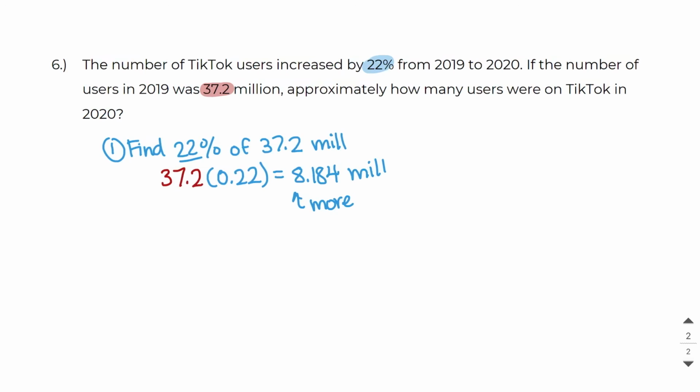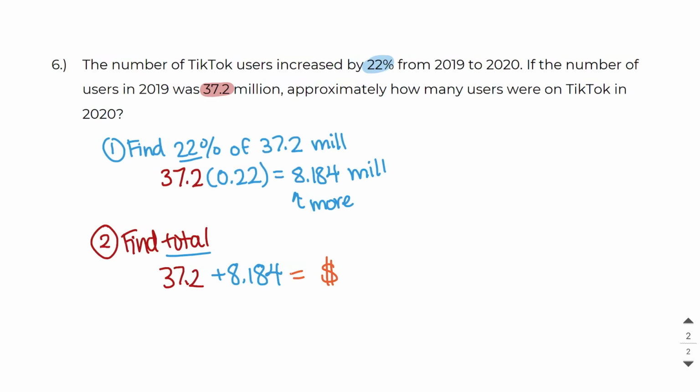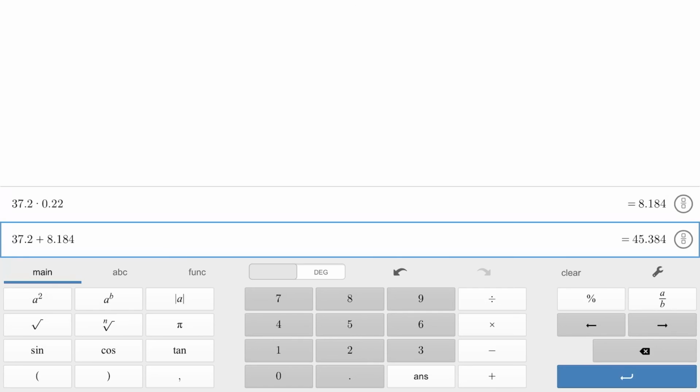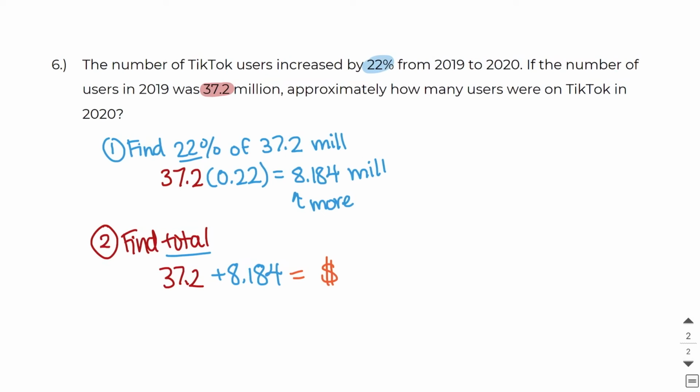But 2019's users are still there, so we need to add that 37.2 and that 8.184 together to find our total. And when we add those two numbers together, we end up getting 45.384 million. And sorry, I did not mean to put a dollar sign here. So we can say that approximately in 2020, there were approximately 45 million users.